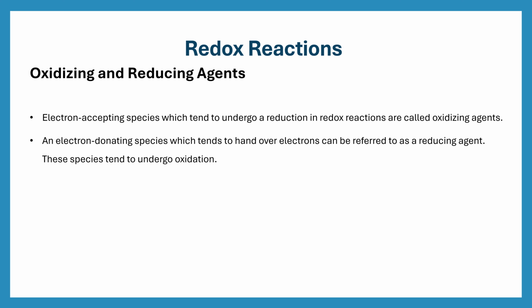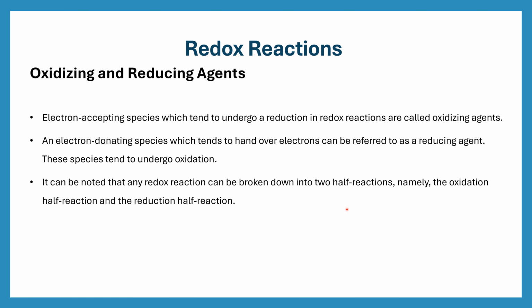So basically, an oxidizing agent gets reduced because it takes electrons, and a reducing agent gets oxidized because it gives away electrons. Now, here is a cool trick. Any redox reaction can be broken down into two half reactions. One is the oxidation half reaction where electrons are lost, and the other is the reduction half reaction where electrons are gained.